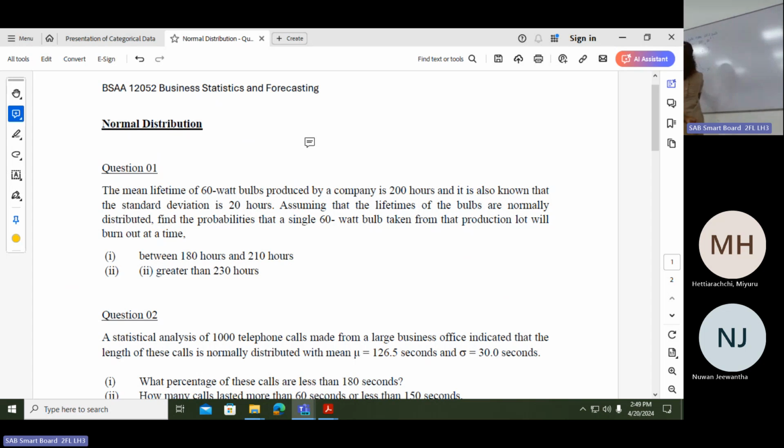Okay, the next step is to convert it into Z values. The mean of the Z value is 0. Then what is the Z value here and here? 180 minus 200 divided by 20 gives minus 1. And this one is 0.5.